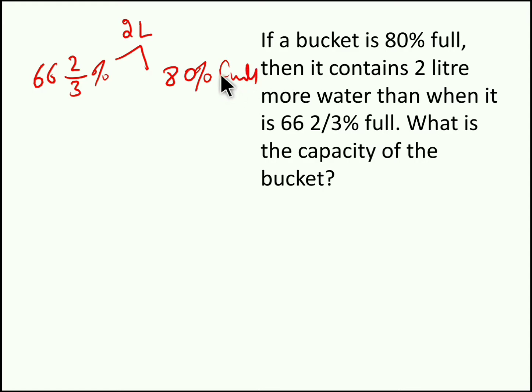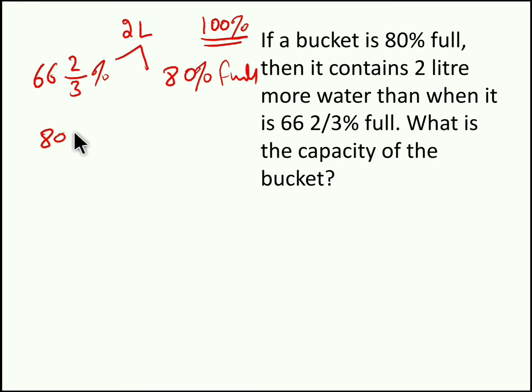Now you have to find the 100%, which is nothing but the total capacity. You have to find 100% of the total capacity of the bucket. So it becomes the volume of the bucket, right? Now when you pour 2 liters in the bucket, it becomes 80%. So initially it was 66 2/3% only. After adding 2 liters, it becomes 80%. So with this you can easily find 100%. Now the difference between 80% and 66 2/3% is 2 liters, right?